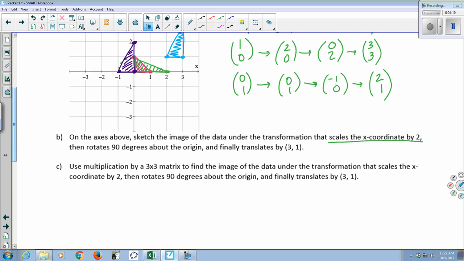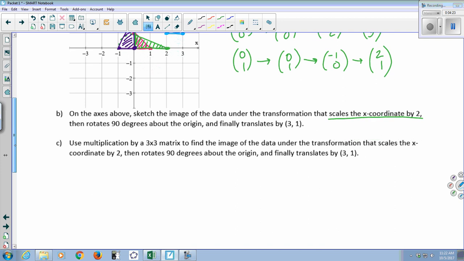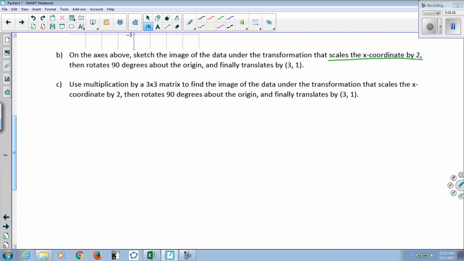Now I'm going to use multiplication by a 3 by 3 matrix to find the image of the data under those same 3 transformations. I'm going to use linear algebra to find out where they land instead of visualization. Okay, so here's the weird thing about this: because the multiplication is not commutative, you have to work right to left. So you start by creating your data matrix, which was 0, 1, 0, 0, and 1, 0. Those are my 3 data points.